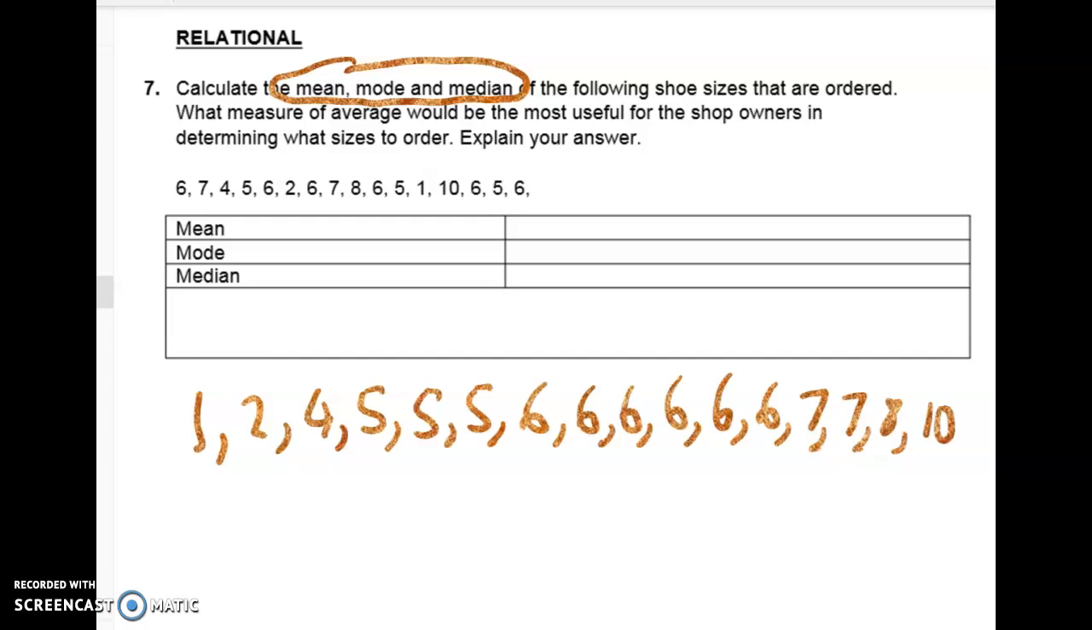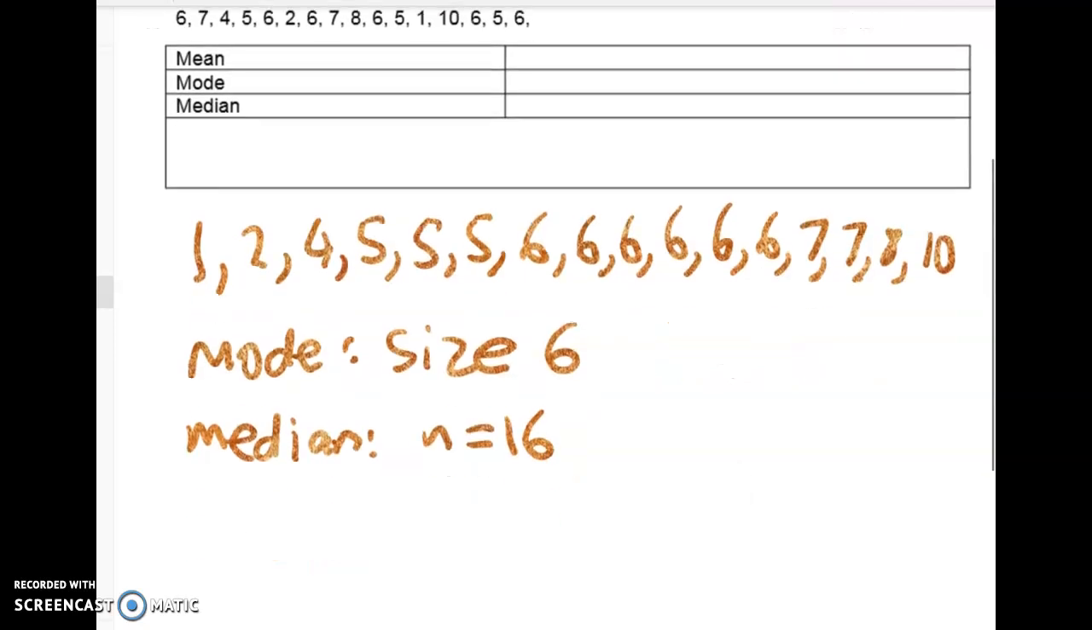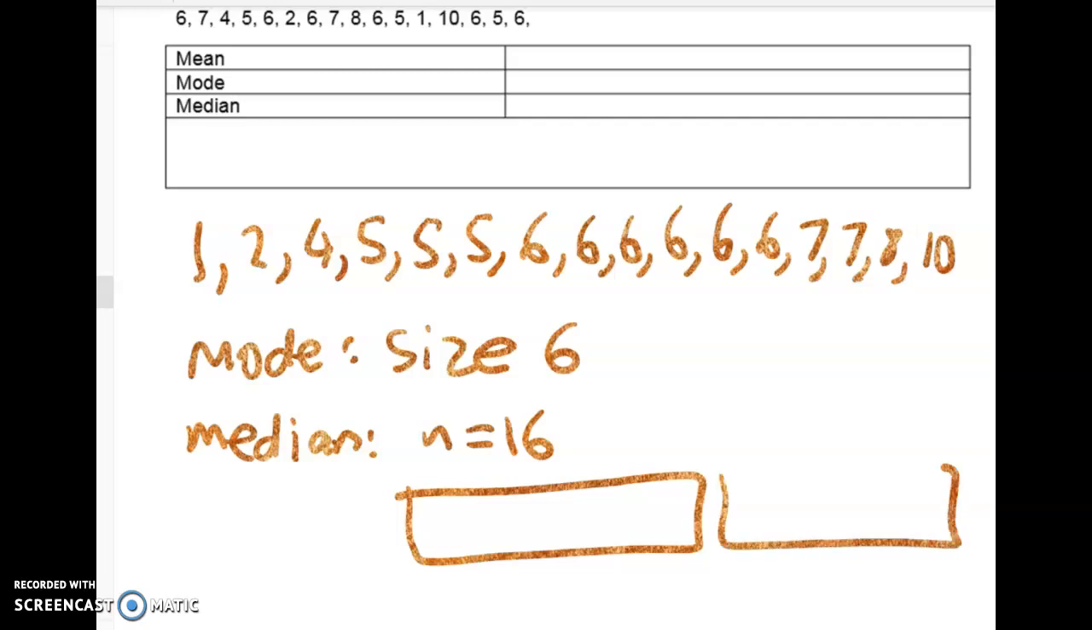Okay, so here's the data in order. The mode is pretty obvious in here. The mode is size 6. And what's the median? Well, I've got 16 here. So sample size is 16. So we're going to divide that into 2 blocks of 8. 8 people here and 8 people here.